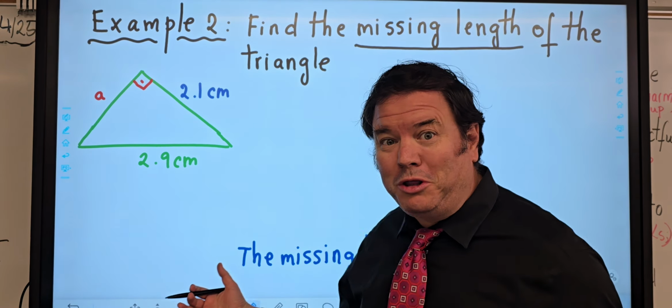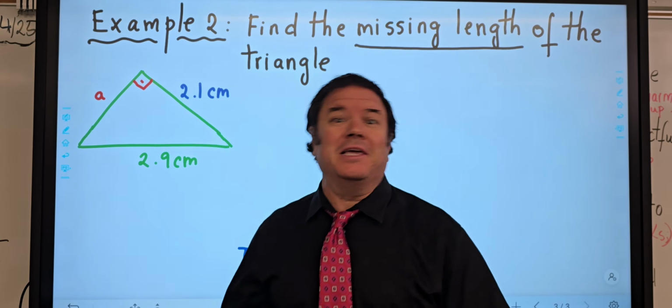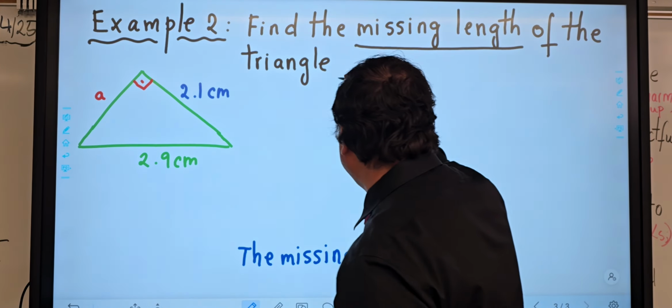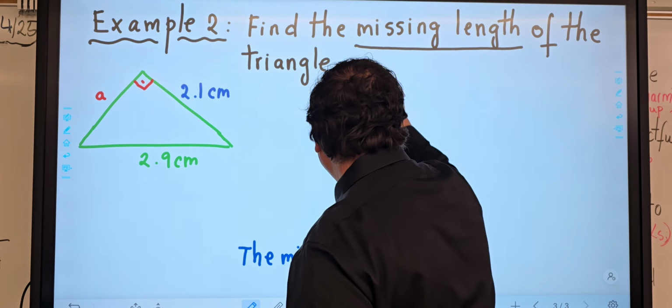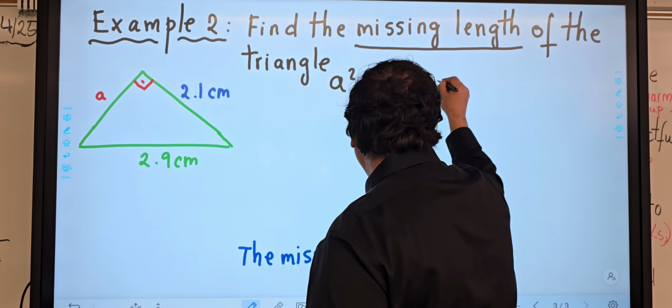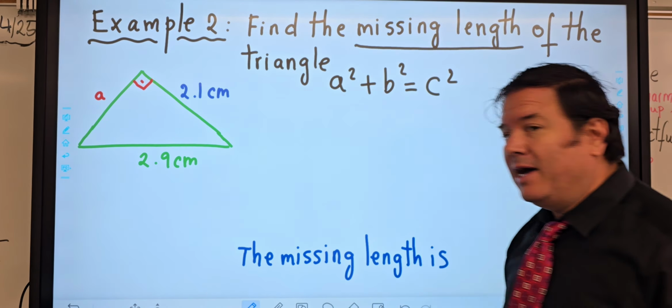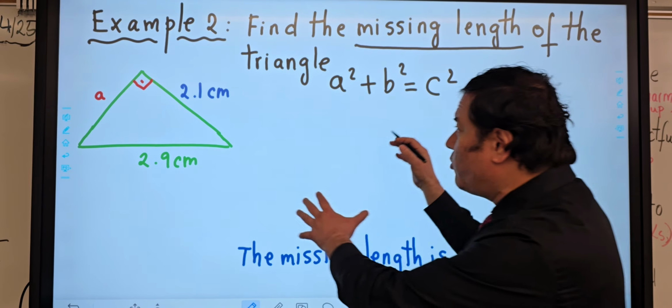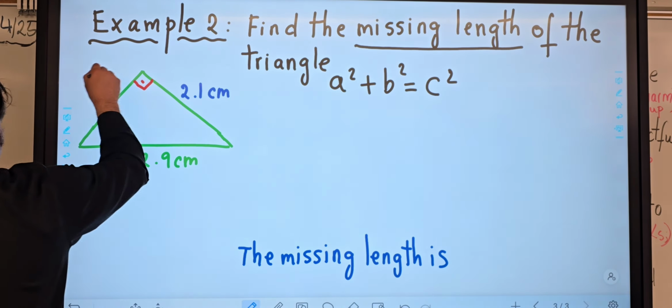Should we always start with the Pythagorean theorem? Yes, we do. So let's write that down. A squared plus B squared equals C squared. And again, let's substitute. Instead of A squared, we just put the A. We got to find this one.